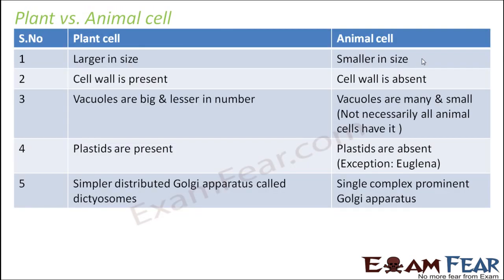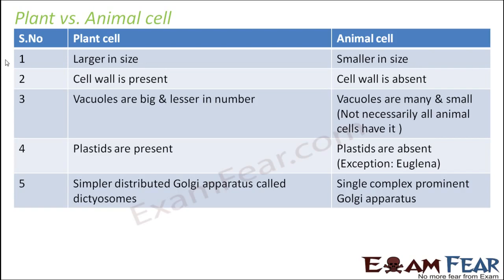Now that we have discussed all the cellular parts of a eukaryotic organism, let us quickly differentiate between the plant cell and animal cell, because I told you that all eukaryotic cells are not exactly identical, and the most common example is the plant cell and the animal cell. So let us have a quick comparison.